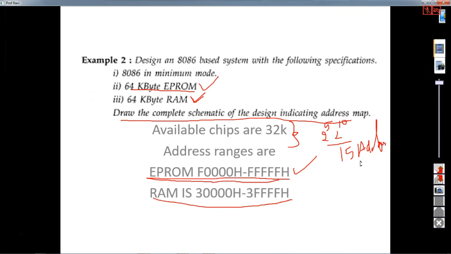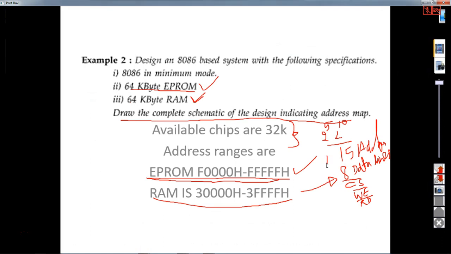And coming to the data lines, each IC has 8 data lines. And you have another 3 control signals: chip select, write enable, and read enable. These are the signals we need to connect to the microprocessor. So now coming to the RAM, these are the things we need to consider.